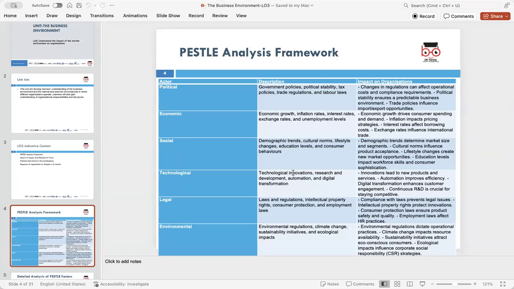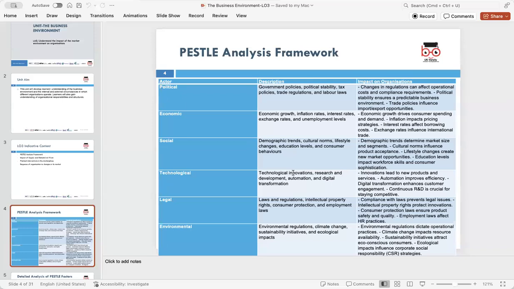Employment laws affect human resource practices, including hiring, compensation, and working conditions. Last is environmental factors. Environmental factors include environmental regulations, climate change, sustainability initiatives, and ecological impacts.